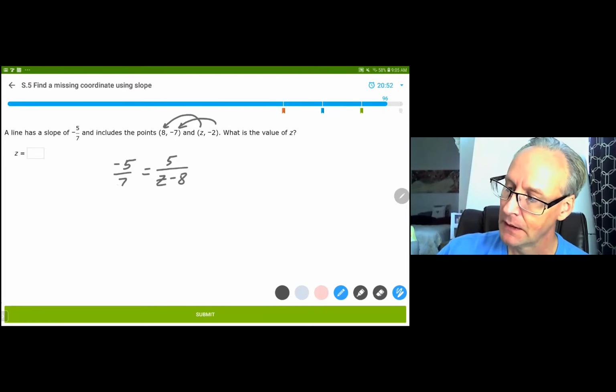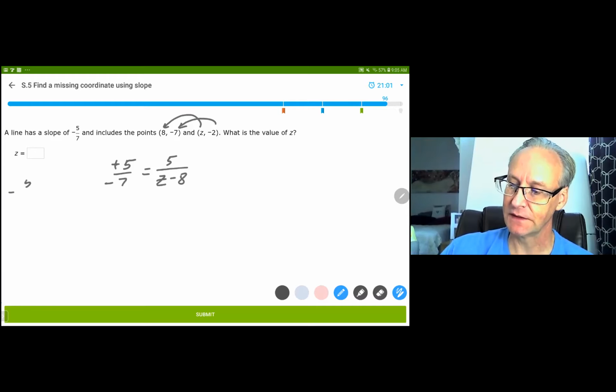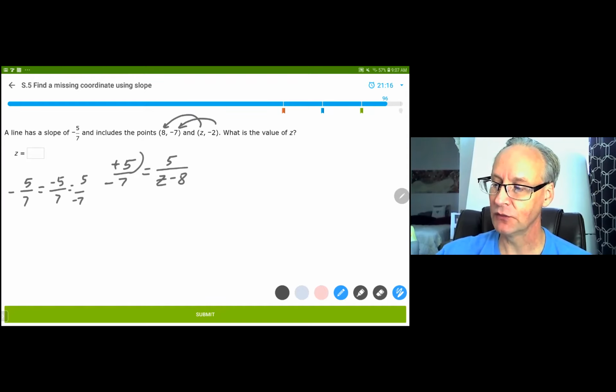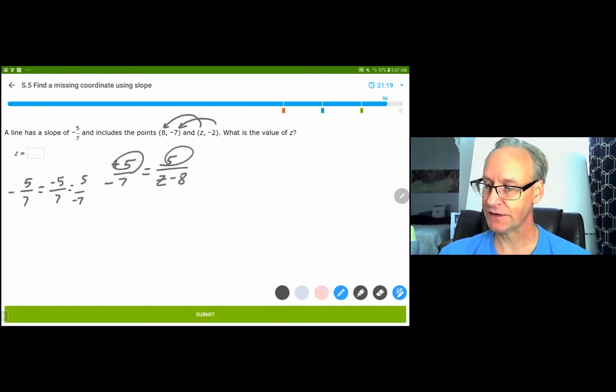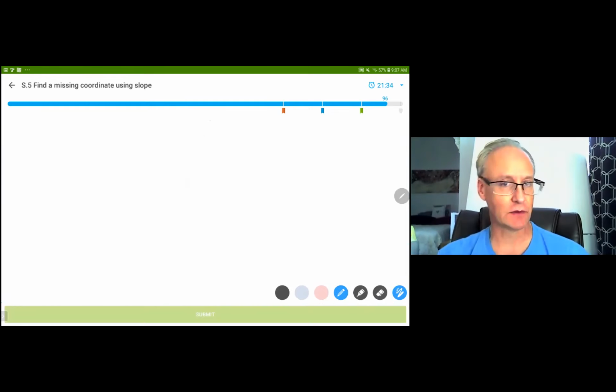Let's use my trick. I'm going to put the negative in the denominator instead of in the numerator. It's still the same fraction. Negative 5 over 7 is the same as positive 5 over negative 7, which is what I did there. Now notice that I have equal numerators, so I must have equal denominators. So if negative 7 equals z minus 8, I can add 8 to both sides, and z is equal to 1. And of course, you can always go back and see how to do it using cross multiplying.